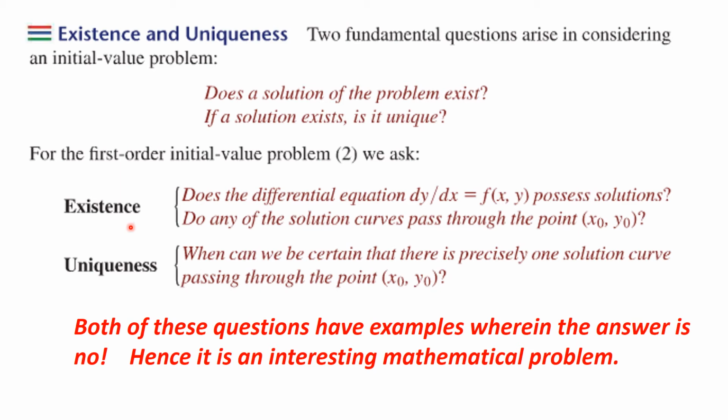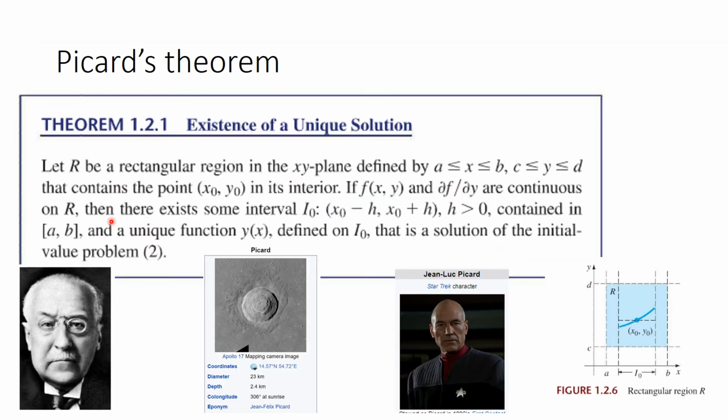So the existence question can be parsed the following way. Does a differential equation possess solutions? Do any of these solutions pass through the point x0, y0? And when can we be certain there's precisely one solution curve passing through the point? Both of these questions have examples wherein the answer is no. Hence it's an interesting mathematical problem, which has a solution with Picard's theorem.